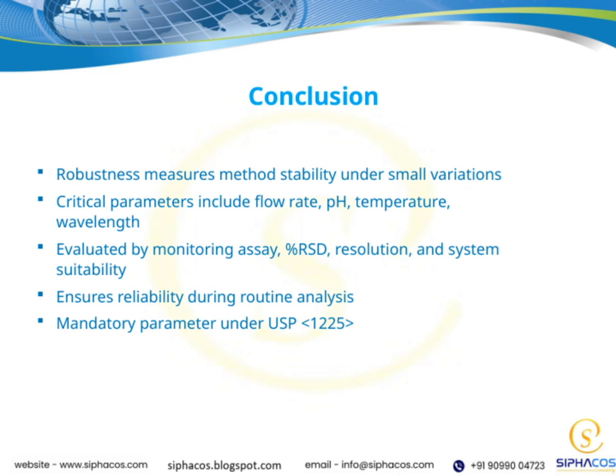We evaluate robustness by keeping an eye on several key indicators, such as the assay results, the percentage RSD, resolution, and overall system suitability. By doing this, we make sure that the method performs reliably over time. This approach not only enhances confidence in our analytical results, but is also a mandatory parameter under USP 1225. Ultimately, maintaining robustness helps us deliver dependable, high-quality data during routine analysis, supporting the integrity of our work.